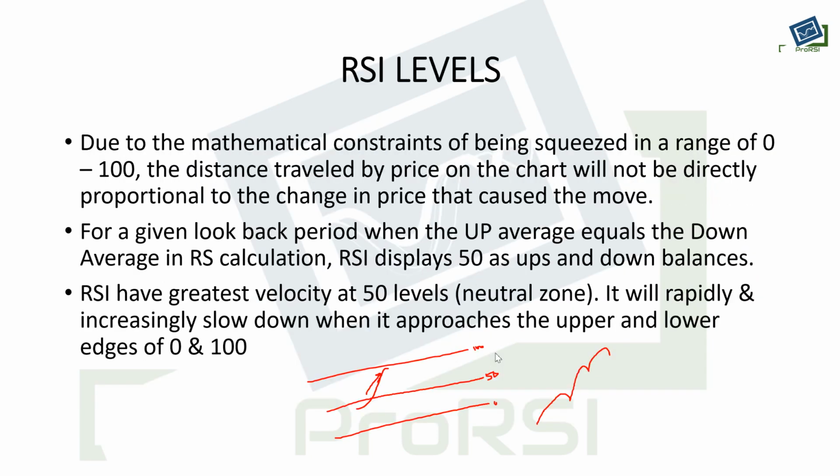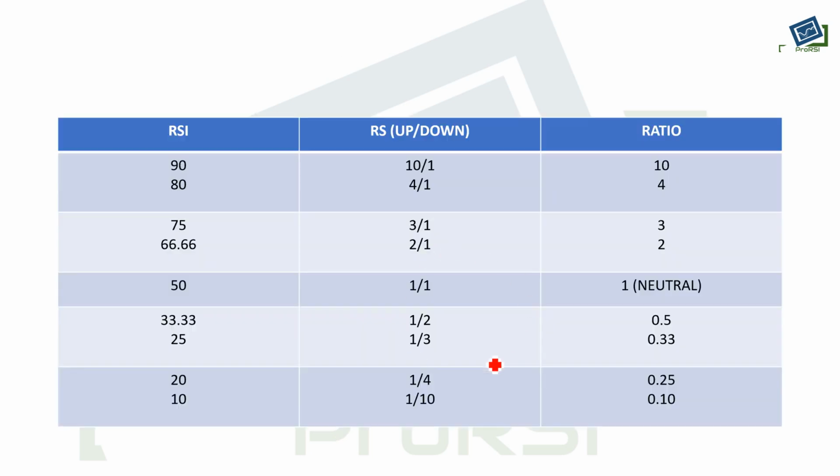So just have a look at this. At the 50 level, a 1 point move in price causes a 1 point move in RSI. So this is the RSI, this is the 50 level, and this is the price. Suppose the price is at 100. Now if it moves to 101, the RSI will move to 51, right? Because it is in a neutral zone. So a 1 point move in price is causing a 1 point move in RSI.